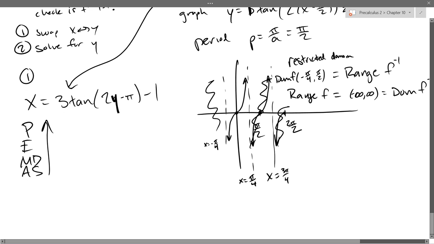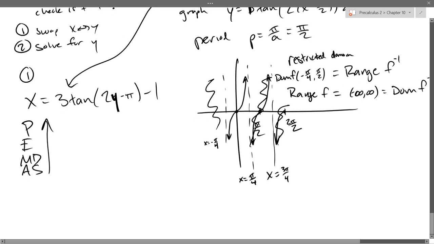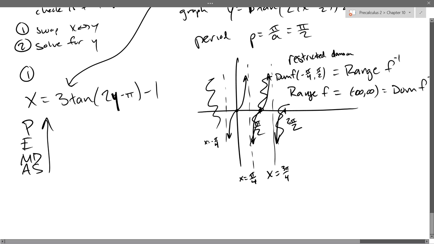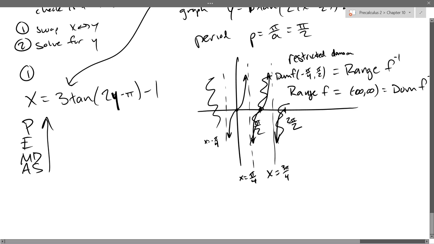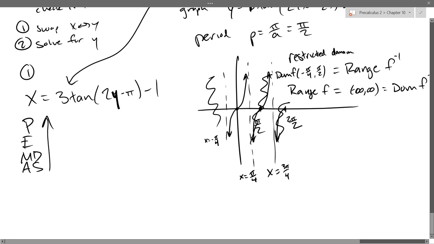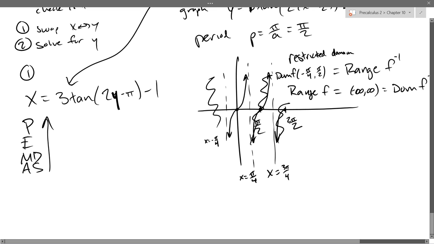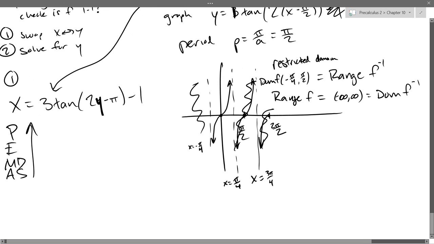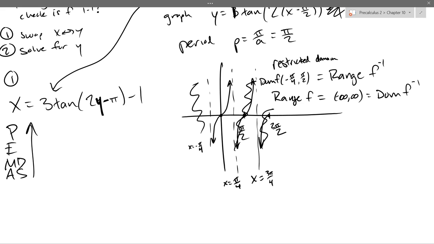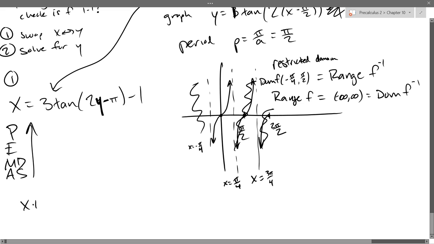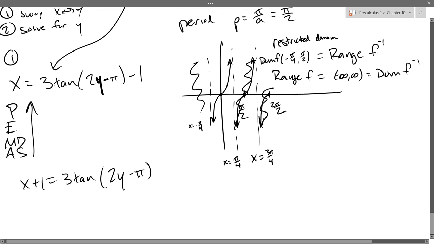What is the first operation I'm going to undo? There's two places I'm subtracting. I have a minus 1 and I have a minus pi. Which one do I take care of first? Minus 1. The pi, it is a minus pi, but that minus is inside parentheses. So I have to deal with the parentheses before I can do that minus pi. So I undo the minus 1 by adding 1. So it's x plus 1 equals 3 tan(2y minus pi). So that's my addition subtraction.